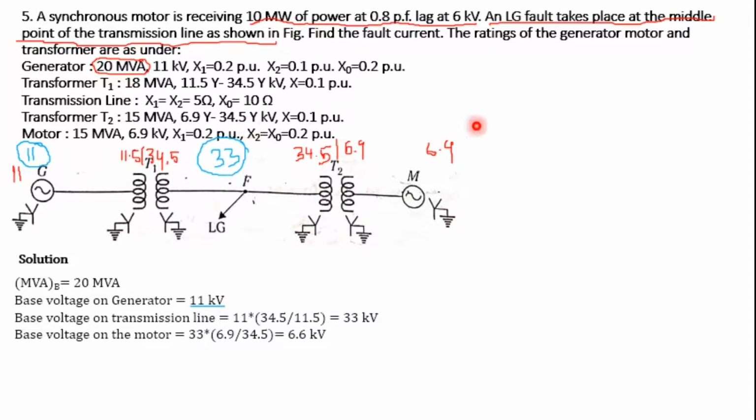On the transmission line side, we got this value. Now we have to calculate the motor voltage. What is the voltage on the motor side? That is the new value. This is the LT side, which is 6.9 divided by 34.5 of the transformer rating. Multiplying by 33, you get 6.6. So 6.6 is the new value.